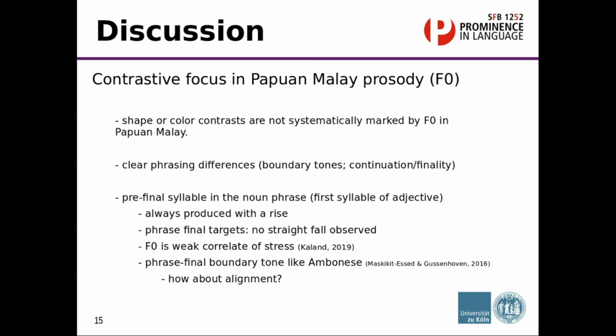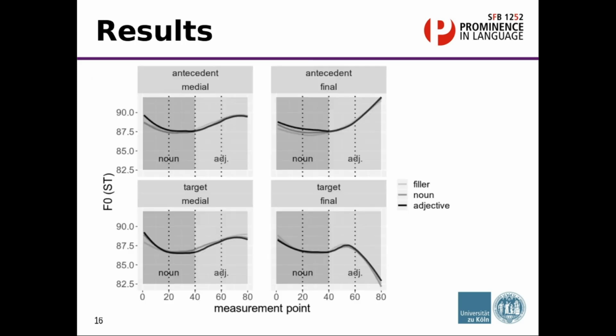So as you can see here in the picture again, the pre-final syllable in all our experimental conditions was produced with a rise. This concerned the first syllable of the adjective. While in most conditions there was a rising trend or a clear rise in the final syllable, in one condition the final syllable showed a clear fall. This was the case for phrase final targets. Instead of a falling contour throughout the noun phrase, in this condition we can still observe a rise for the phrase final targets. This seems to indicate a requirement of the intonational grammar of Papuan Malay.